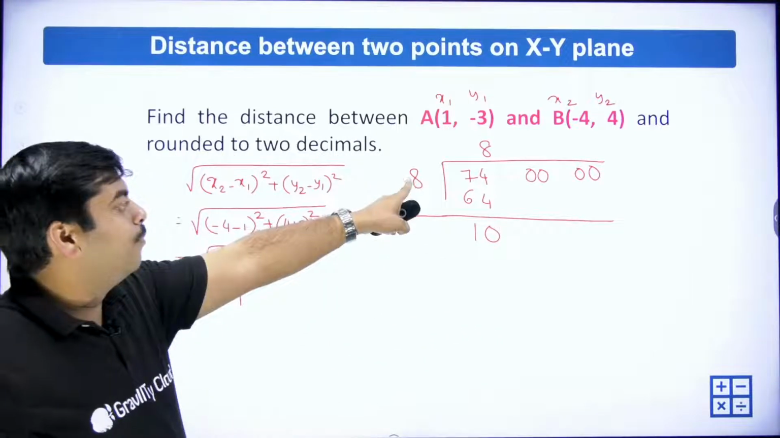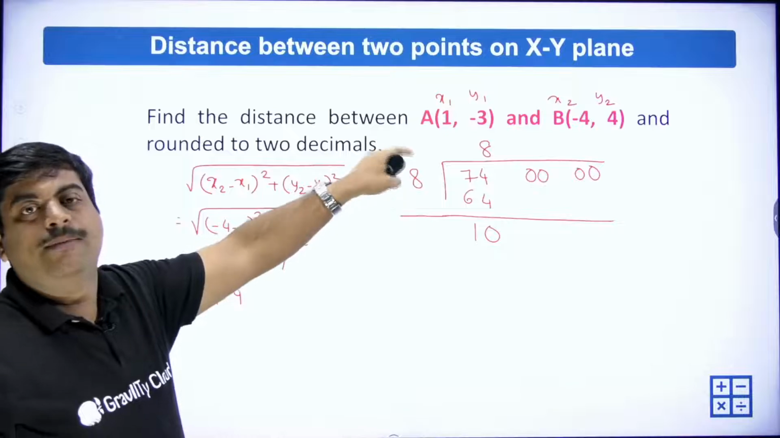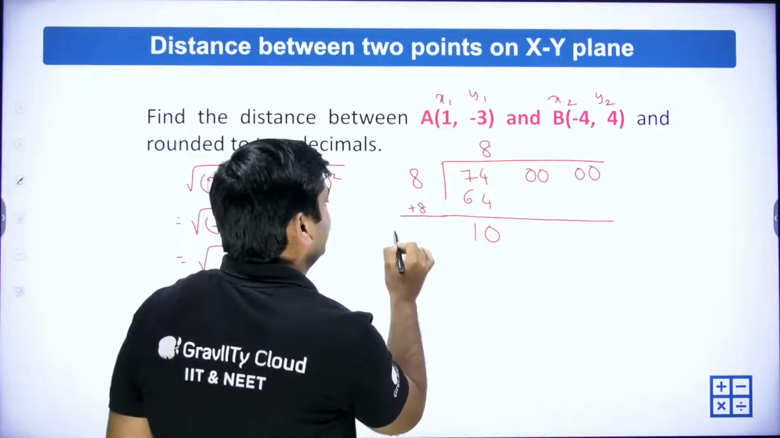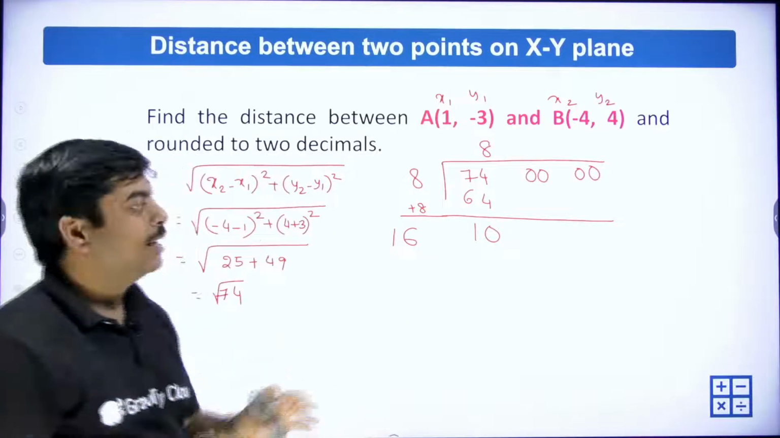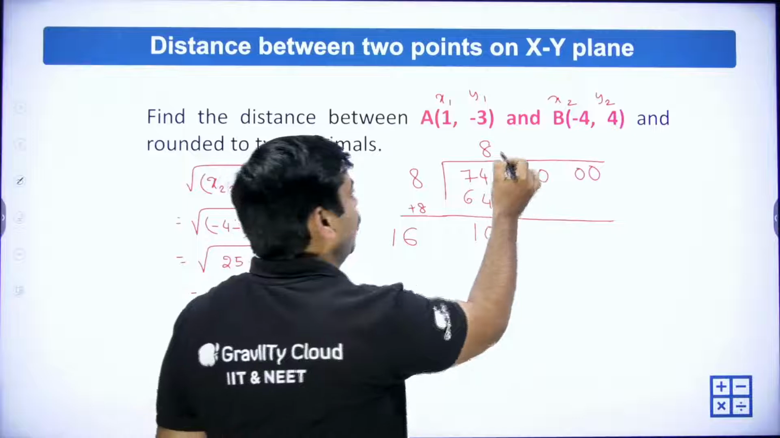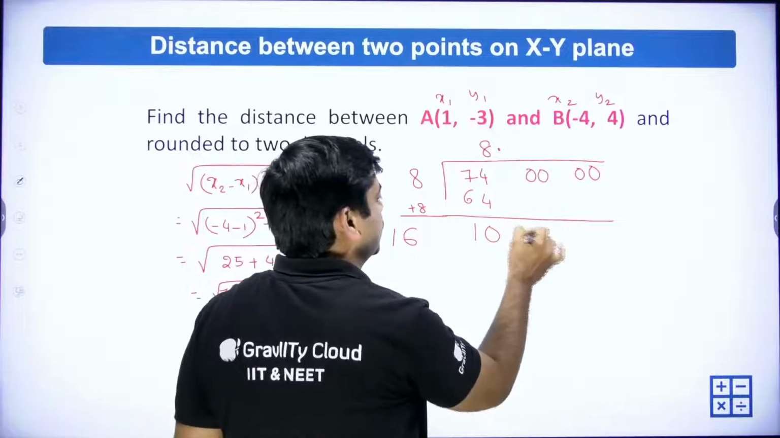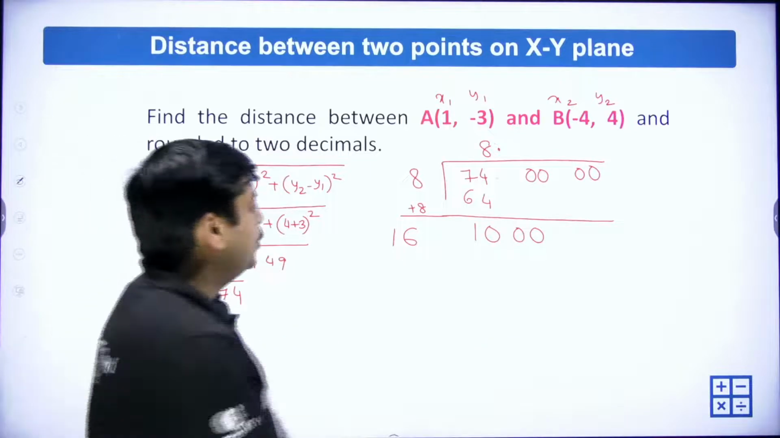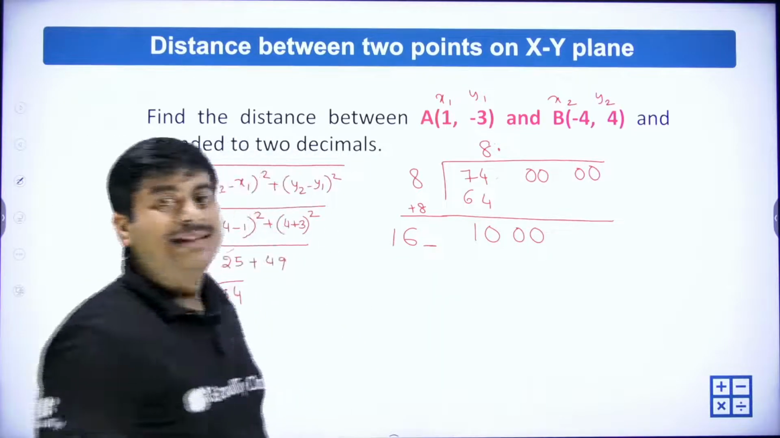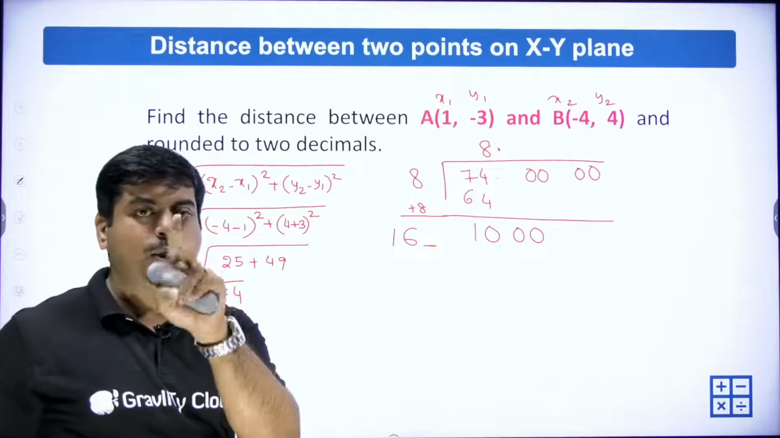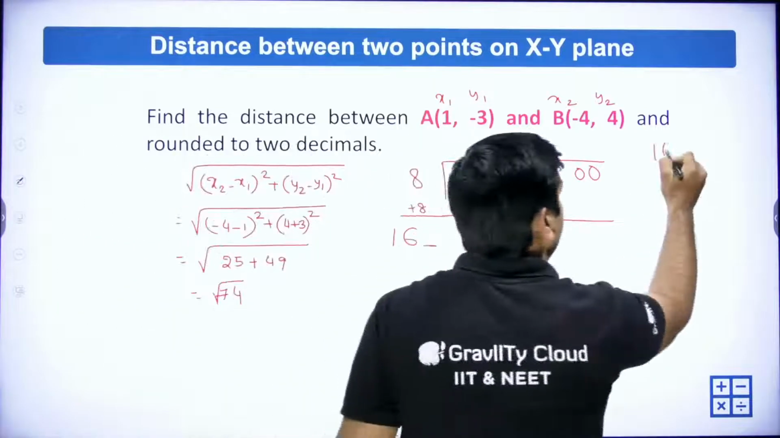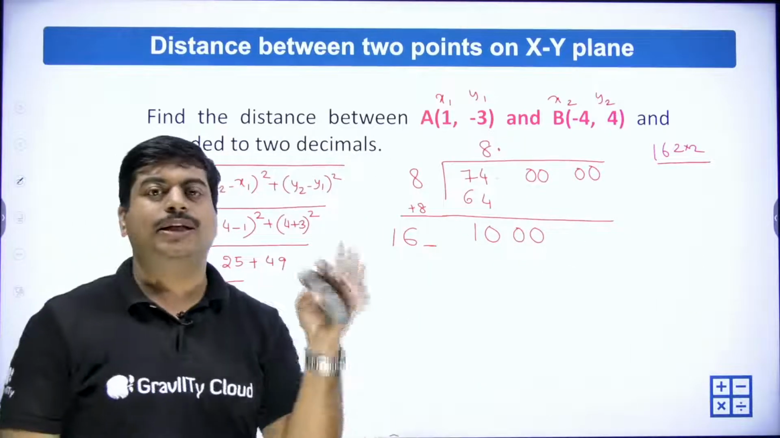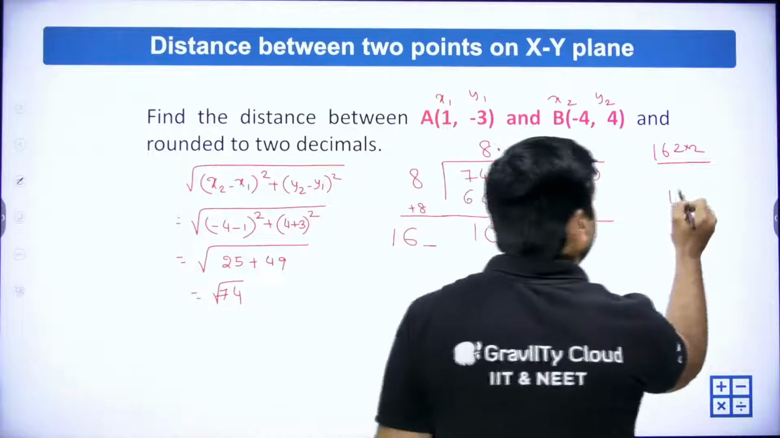Now add the same number to it: 8 plus 8 will give you 16. The next step is to take this decimal point here and bring these 2 zeros here. Now we need to place one number here such that 162 into 2 should be the nearest number to 1000. 163 into 3, let me check 166 into 6.